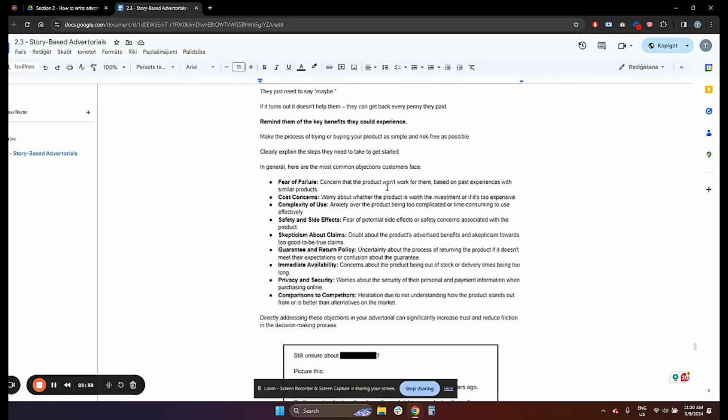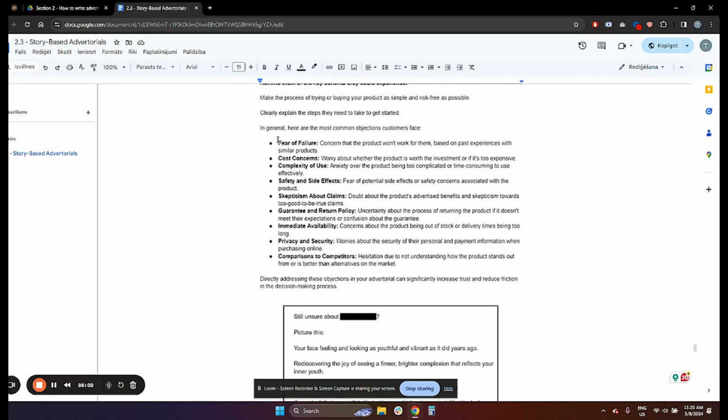Here you can see the most common objections. Towards the end of the advertorial, I think the fear of failure and the cost concerns are the most common ones. Complexity, if you explain how to use it or how it works, shouldn't be a problem. Safety and side effects, you should address this, and it shouldn't be as big of a concern. Skepticism about claims could be another objection, so to avoid it, you can include studies or even reviews. Some people could be very skeptical and might not believe a review, so I think including studies would be the best way to go.